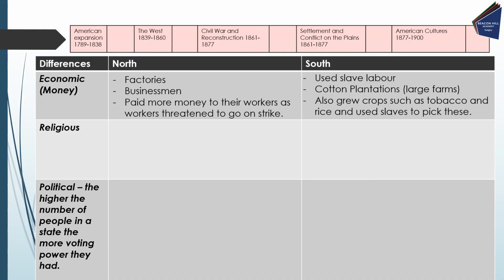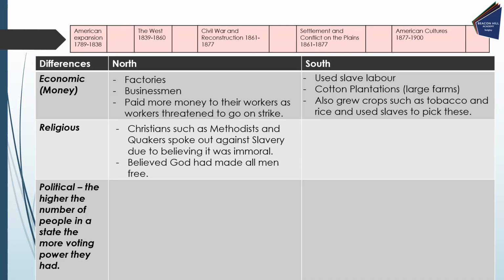whereas the North do. In terms of religion, in the North, we've got Christians such as Methodists and Quakers who begin to speak out against slavery and start really the abolition movement because they believe that slavery is immoral. They believe that God has made all men to be free and that they shouldn't be being used as slaves as they are in the South. In comparison, in the South, the Bible is read very differently. We have white Southerners who strongly believe that God has made black people to serve white people. So we've got a real fundamental difference again in religious perspective from both the North and South, despite the fact that both views are coming from Christians.